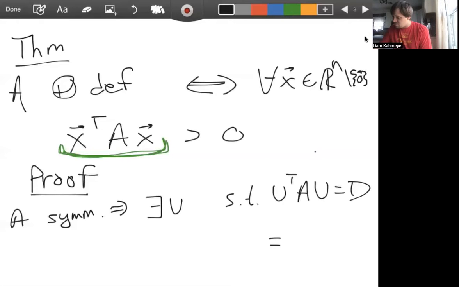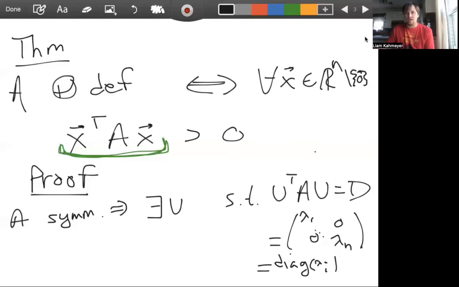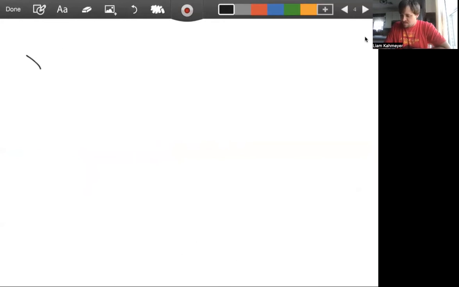And if you'll remember, this is equal to lambda 1 through lambda n along the diagonal. To save myself some time, if you haven't seen this notation, we can write this as diagonal of lambda i here. And this just means down the diagonal, we have the eigenvalues, and then everywhere else is 0, right? So let's use this to our advantage when understanding the product x transpose A x here, right?